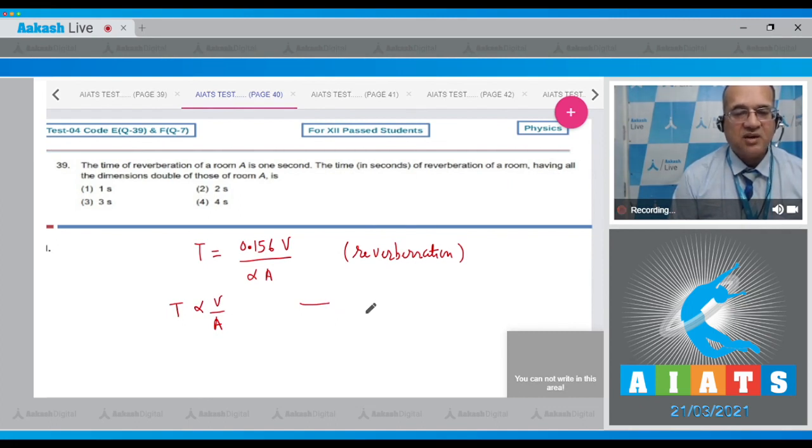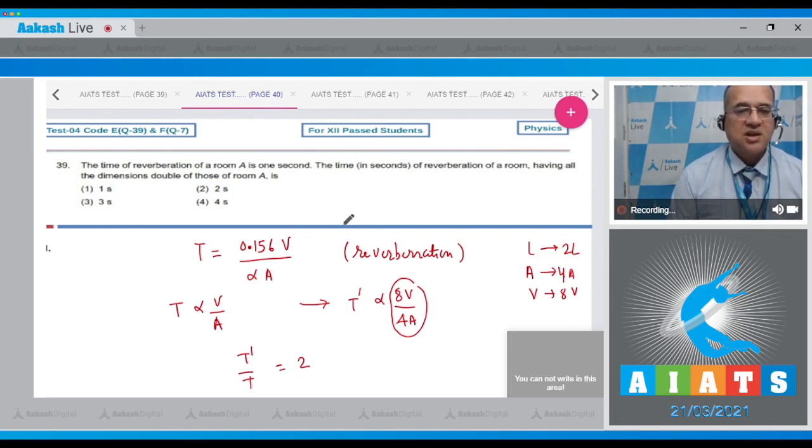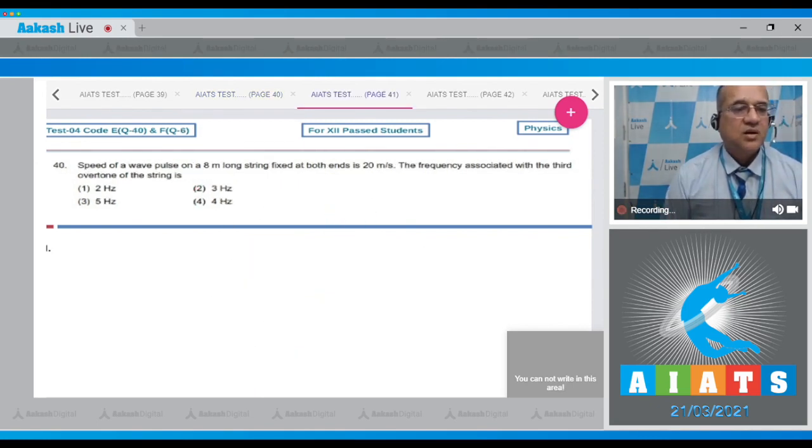Now he says the dimensions are doubled, so when the dimension L becomes 2L, the area automatically becomes 4 times and the volume becomes 2 cubed, that is 8 times. So the new time period will be: the volume is 8 times the original volume and the area is 4 times the original area. So this becomes twice the initial value. So T prime by T is equal to 2. The initial reverberation time was 1 second, so it will become 2 seconds. So the answer is 2.